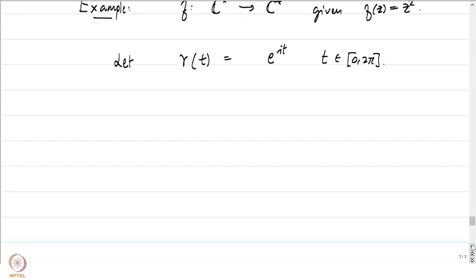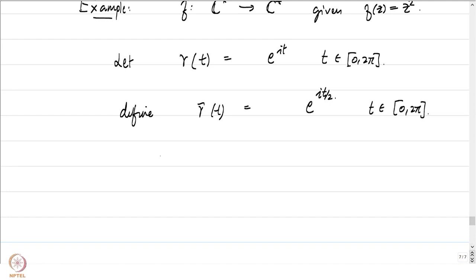If you demand that this be lifted to a curve which starts at 1, remember that 1 is being mapped to 1 by f, and therefore if we demand that a lift be constructed starting at 1, we do have a lift, and that's going to be a unique lift. We in fact know what the map is as well. So define gamma tilde of t to be equal to e to the power i t by 2 for t belonging to 0 to 2 pi.